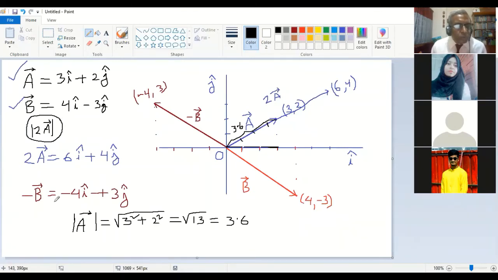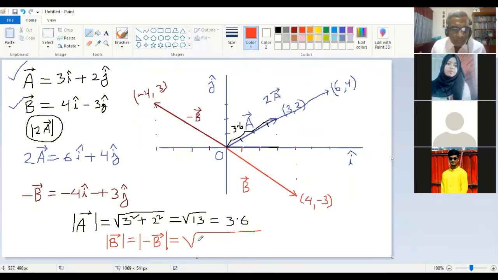What about the magnitude of b and magnitude of minus b? Is it different or the same? If you find out the magnitude of b and magnitude of minus b, then what will happen? Will it be the same or not? Same. Exactly. So how will it be the same? If you do the b or minus b magnitude, you can use the same formula and you can find out the same answer.